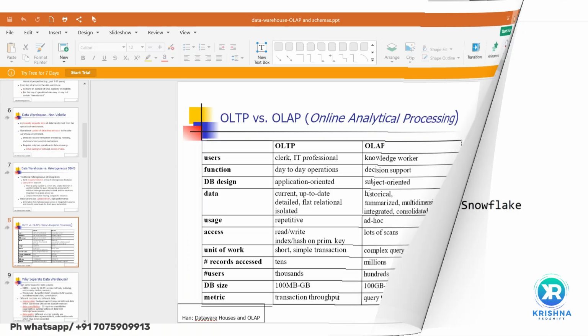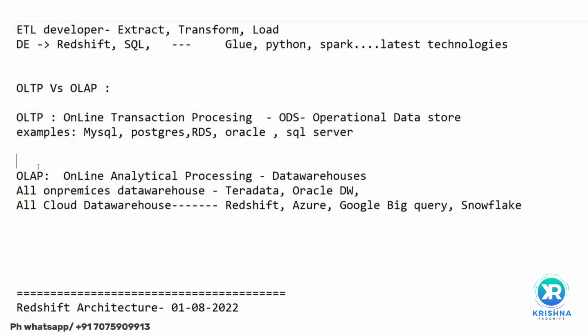So, clear? In OLTP, the DML operations: select, update, delete. Generally we say select in OLAP. Here in OLAP we call it select only, not DML operations, because select is the operation. In OLTP we call them DMLs, like insert, update, delete.